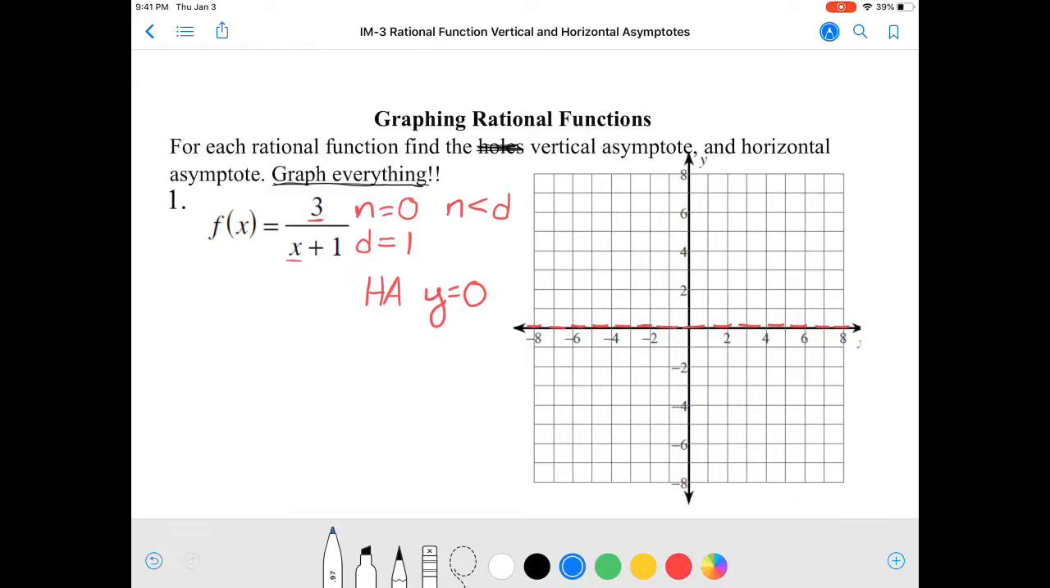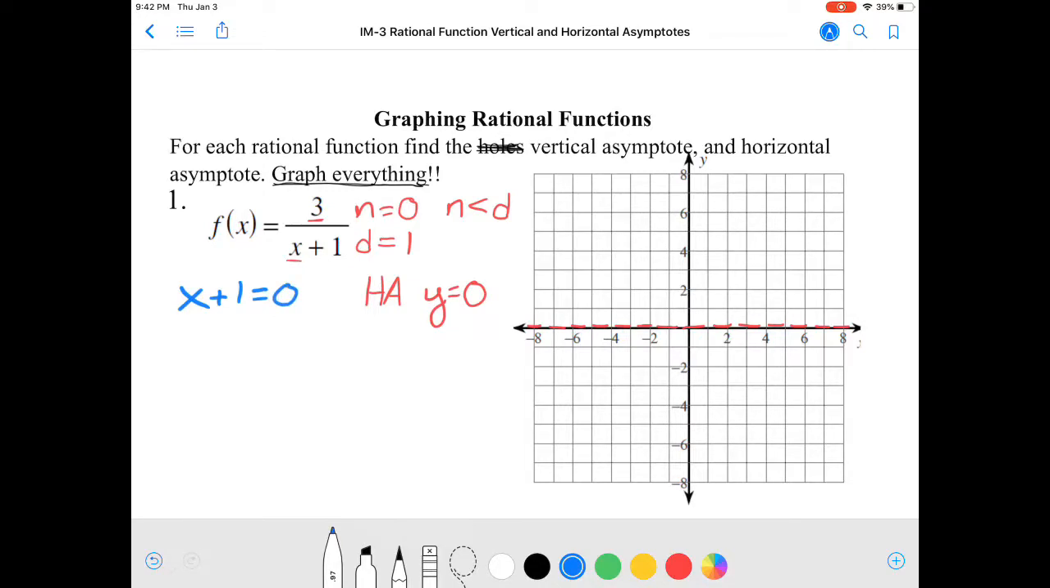Now let's find our vertical asymptote. For the vertical asymptote, we're going to use the denominator. We're going to set it equal to 0 and then solve for x. So our denominator is x plus 1. So x plus 1 equals 0.